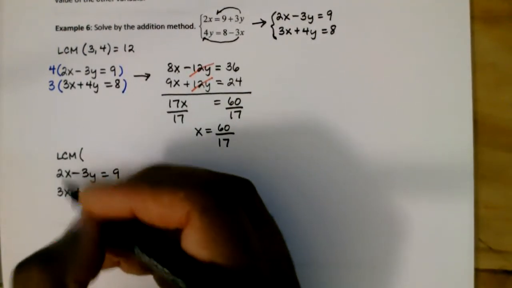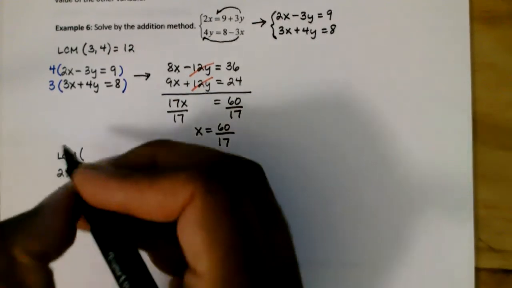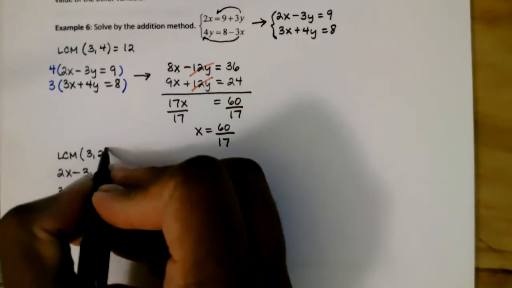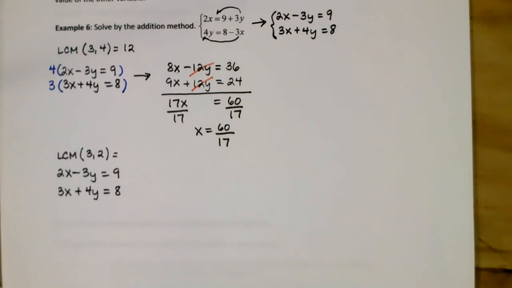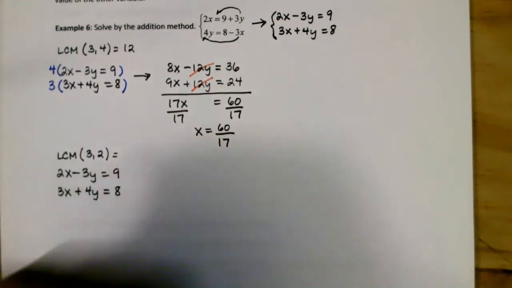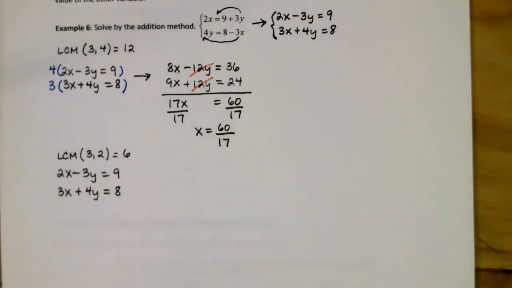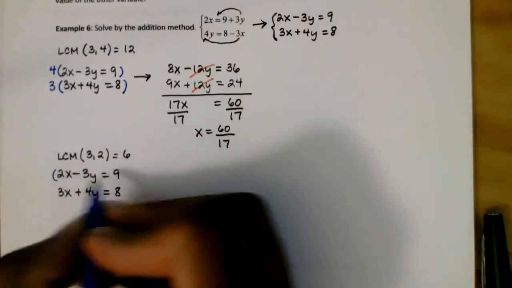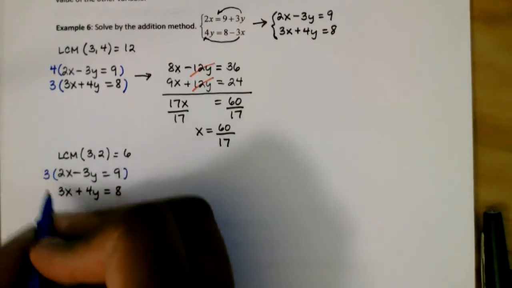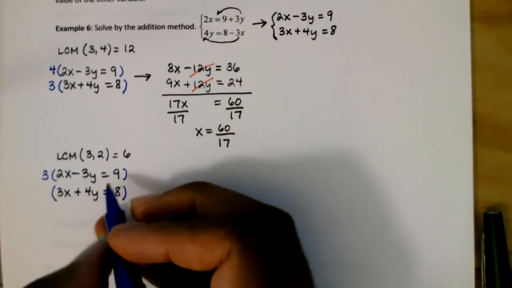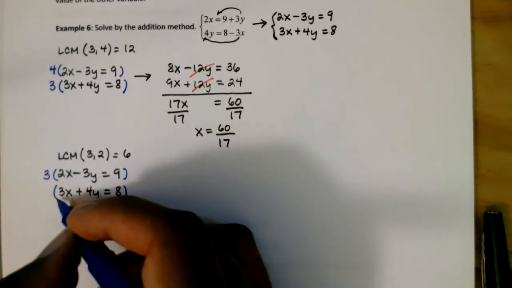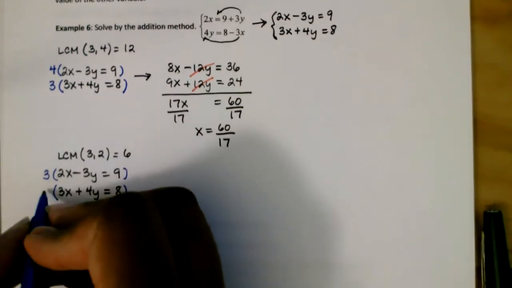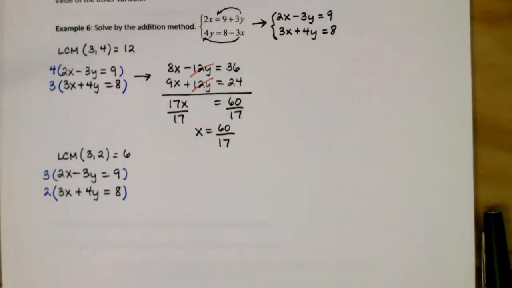Now we're going to try to eliminate the x's. We need a least common multiple of 3 and 2. That's the smallest multiple that is divisible by 3 and by 2. In this case, it is 6. Now, if I want this 2x to be 6x, I need to multiply the top equation by 3. And for the second equation, the bottom equation, if that 3x is going to be 6x, I need to multiply it by 2.